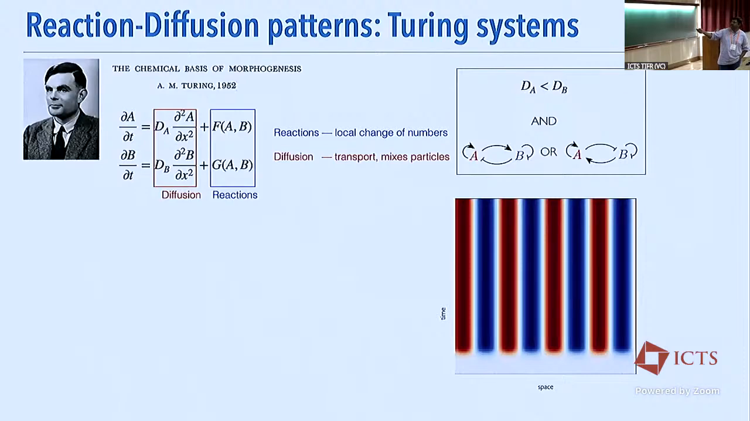So you indicate that with the arrow. The molecule B is the inhibitor, so it tries to reduce its own concentration. If that is the case, then the diffusion coefficient of A must be less than the diffusion coefficient of B. If so, the homogeneous state is spontaneously unstable to fluctuations.